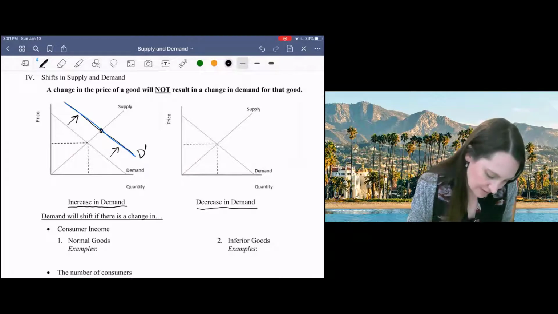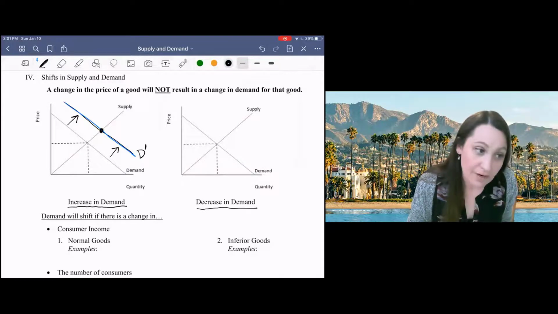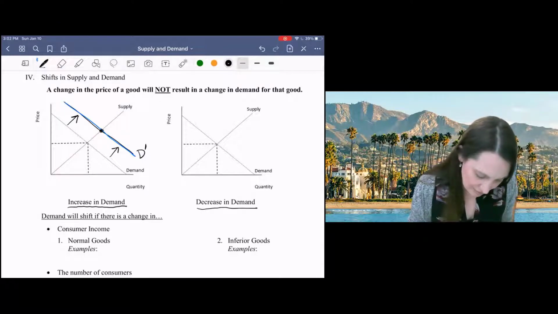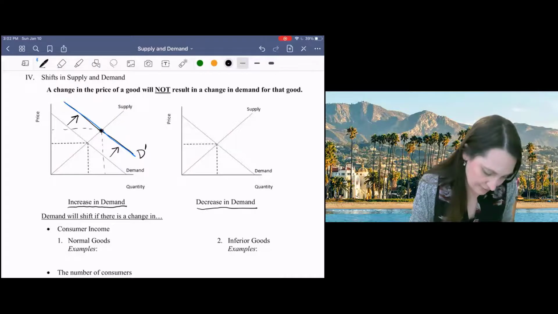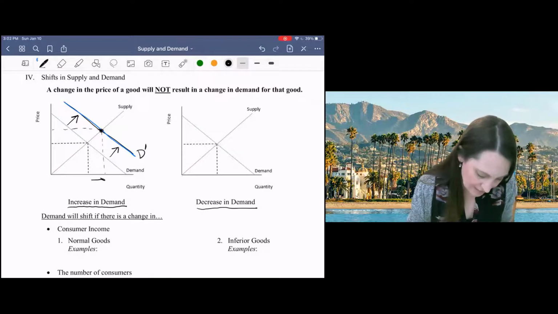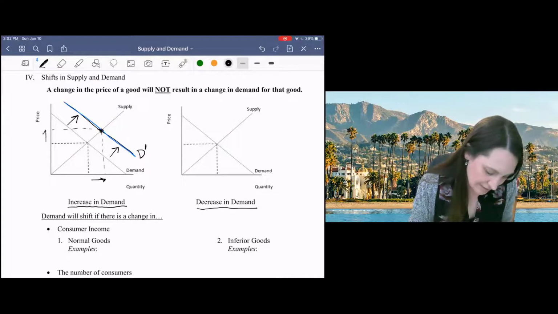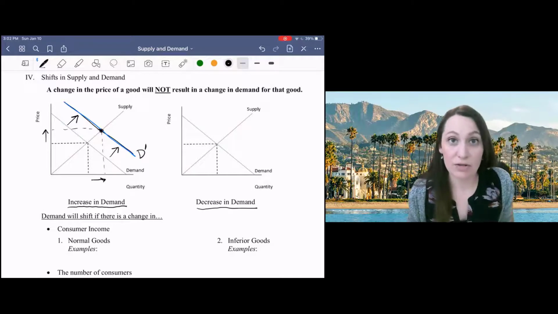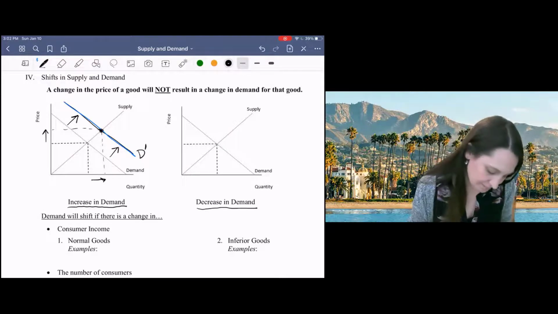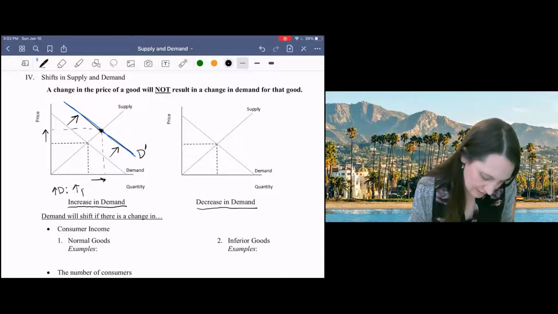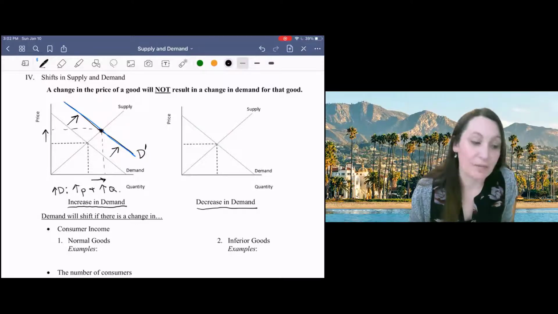The result is a new equilibrium point, the intersection between our new demand curve and our supply curve. And you'll notice that the new equilibrium point has a higher quantity and also a higher price. So an increase in demand will result in an increase in the equilibrium price and an increase in the equilibrium quantity.